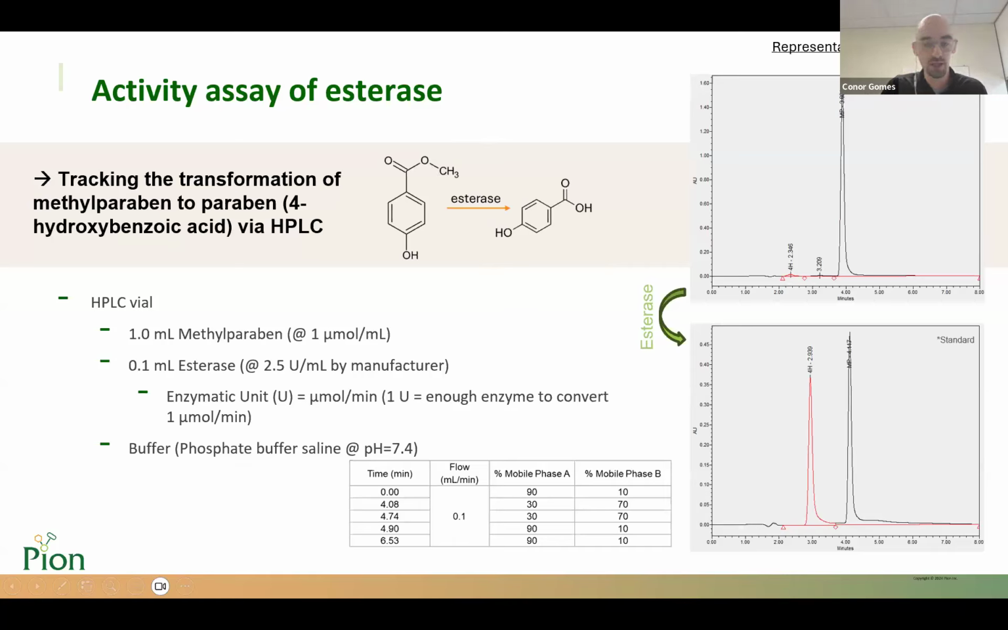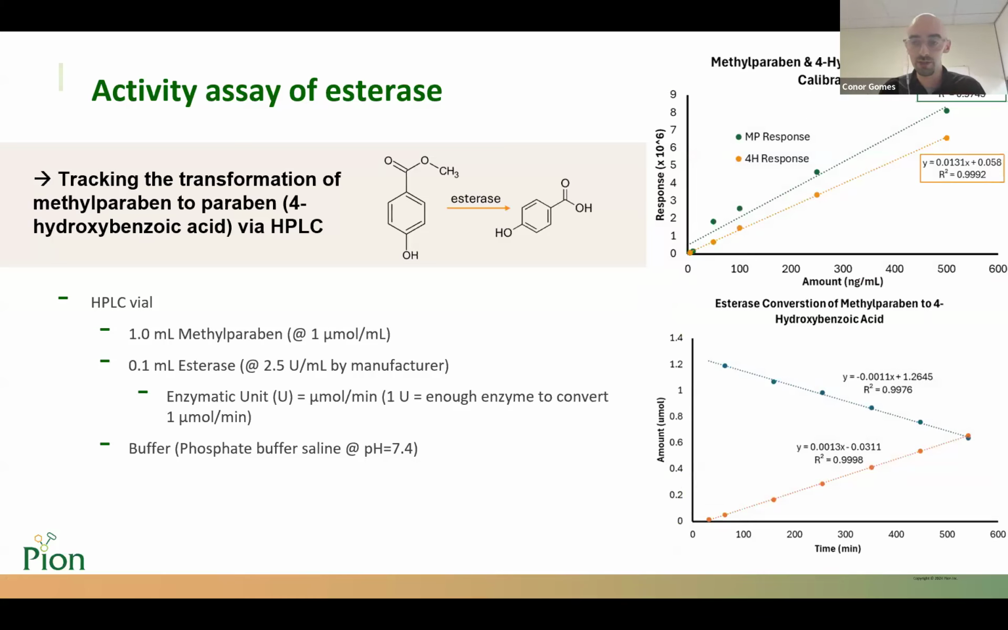And so all we did was, in a vessel, incubate our methylparaben with the esterase. And I've shown examples of the HPLC chromatograms here, where at about 4 minutes you see the peak for methylparaben, and then at about 2 to 3 minutes you see the 4-hydroxybenzoic acid peak. And so just by tracking the growth or disappearance of these peaks, we're able to probe the activity of our esterase molecule. And so over time, we are able to track and qualify the activity of the enzyme.